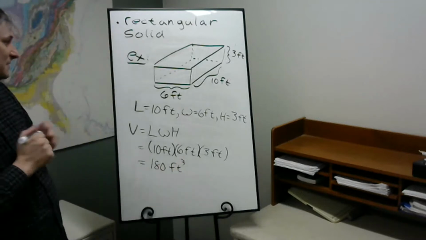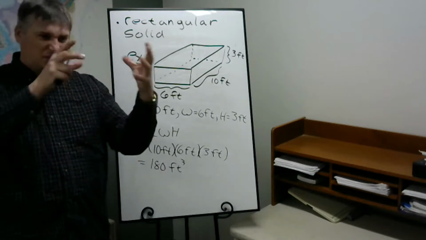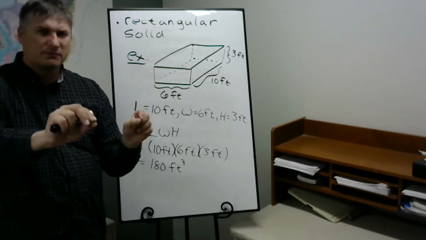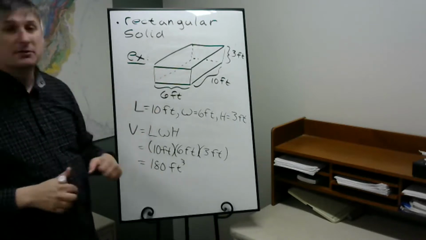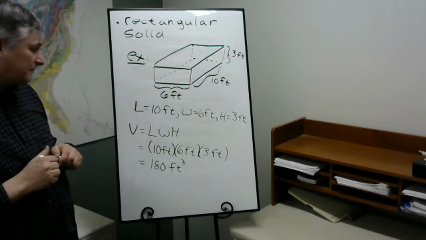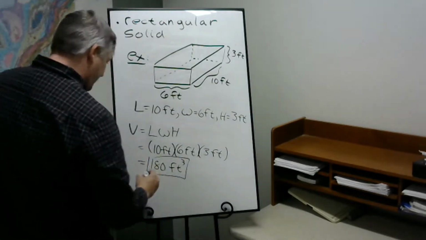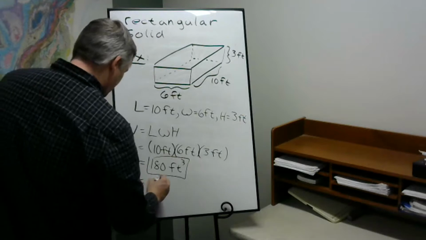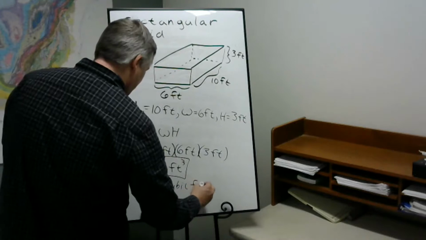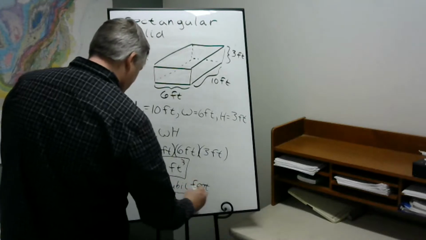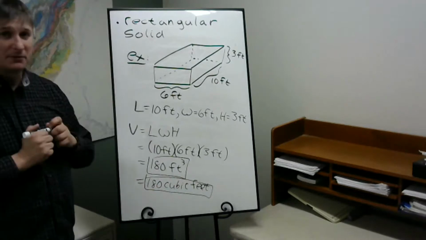So what this is essentially saying is that if you take 180 cubic feet, this cube has a length of a foot, a width of a foot, a height of a foot, you could put 180 of these into this box. Now, what you'll typically see in the text, they might write their answer this way: 180 cubic feet. And so that's going to be your answer.